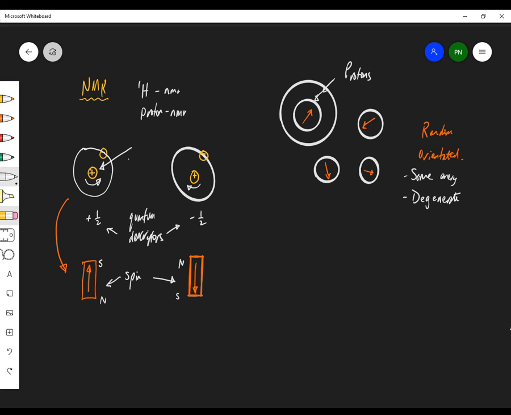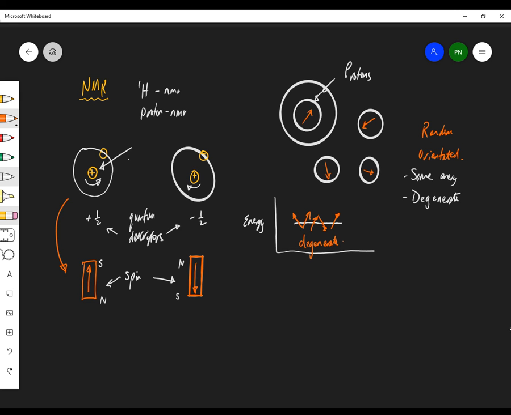They're the same energy. So if we were to draw a graph of these, this would be energy. And we do the protons. They'd all have the same energy, and they'd be all over the place. There'd be all possible angles, but they would be all the same energy, and they would be degenerate.